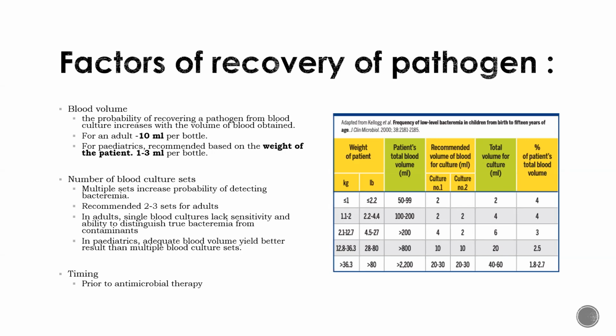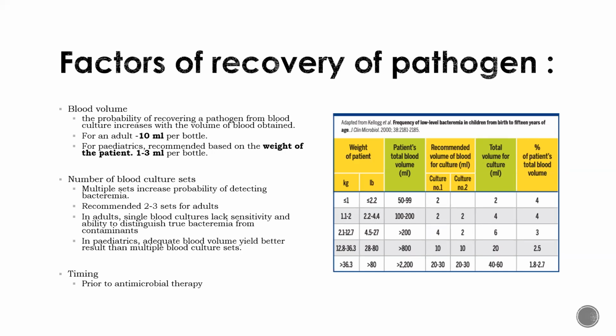The blood volume really affects blood culture positivity, so we have to take an adequate amount. For adults, at least 10 mils per bottle, so 20 mils per culture. And for pediatrics, the recommended volume will be based on the weight of the patient.